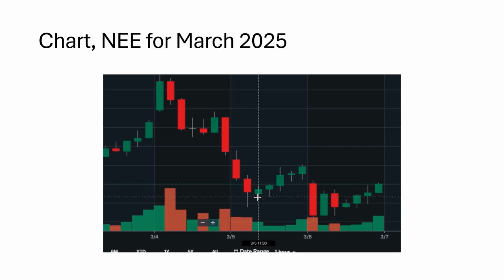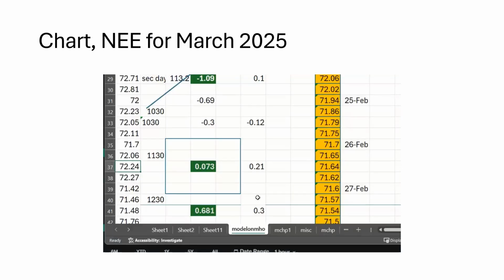Okay. That's it. That's what happens with these analyses. They give you little signals. I'll go into greater detail tomorrow for my close of the week analysis of NextEra.